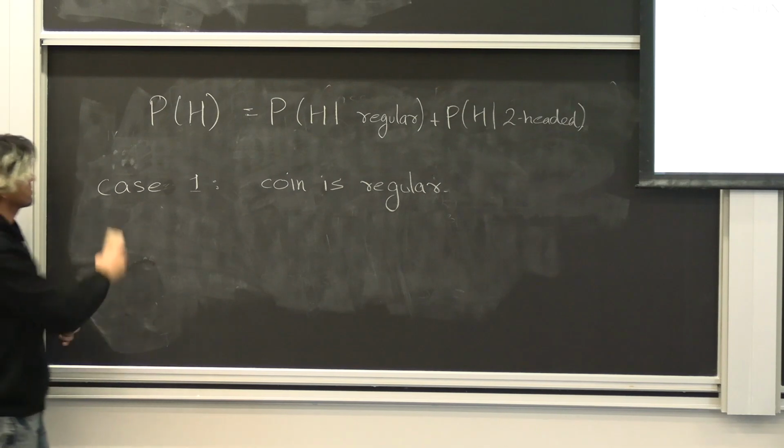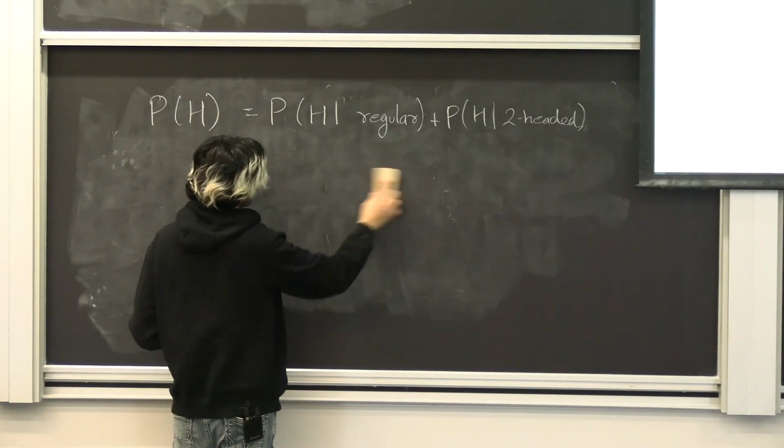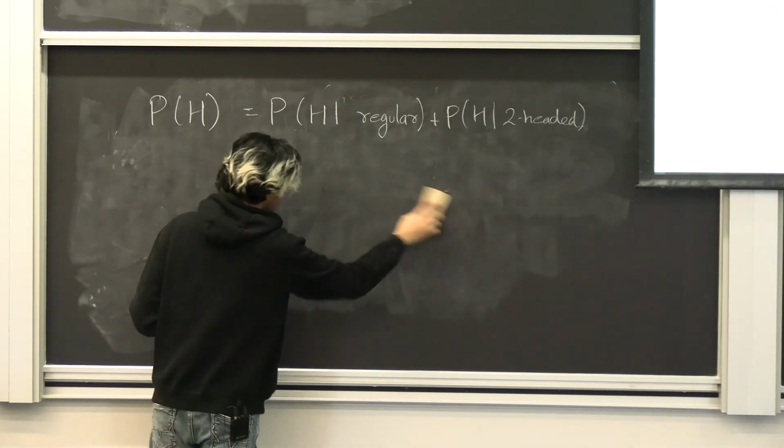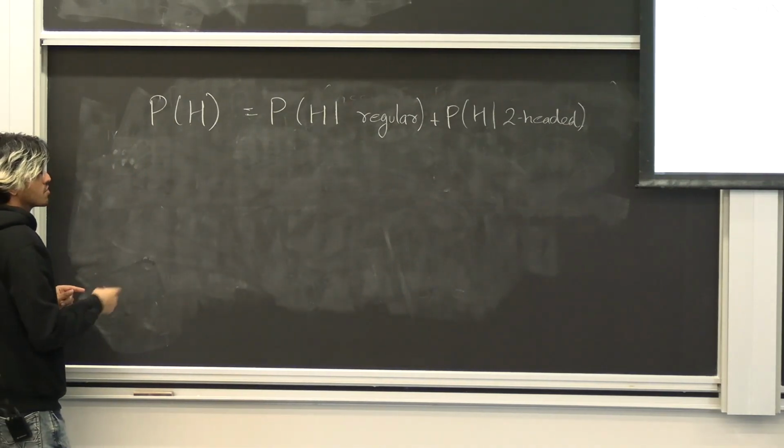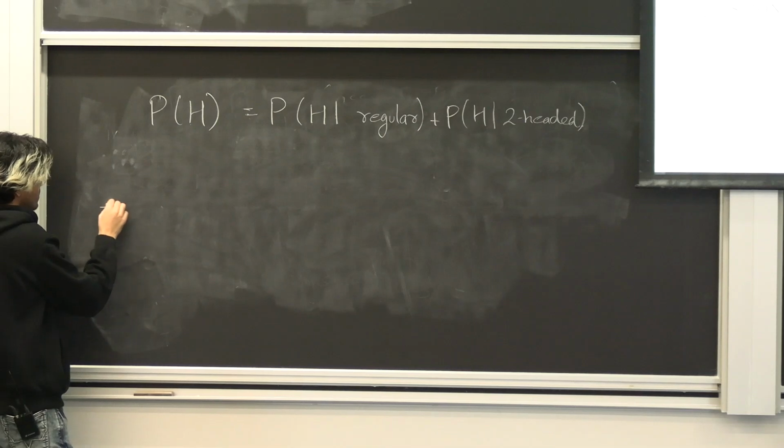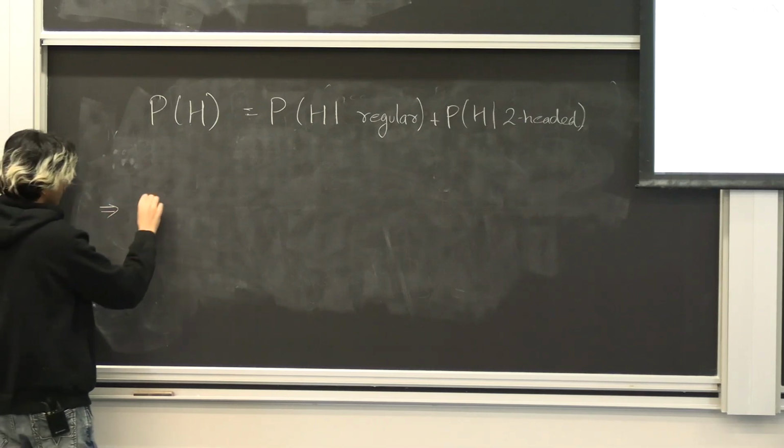There's only 2 cases. So either the coin was regular and you landed a heads, or the coin was 2-headed and you landed a heads. And why is this equal to the probability of H? We can actually use the formula that we know to expand this.